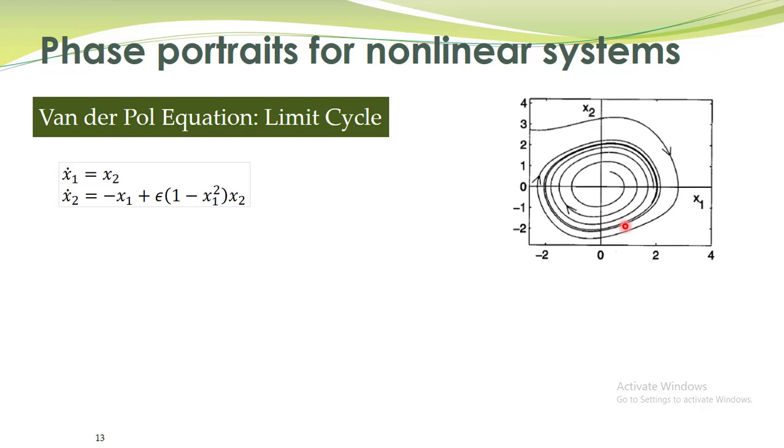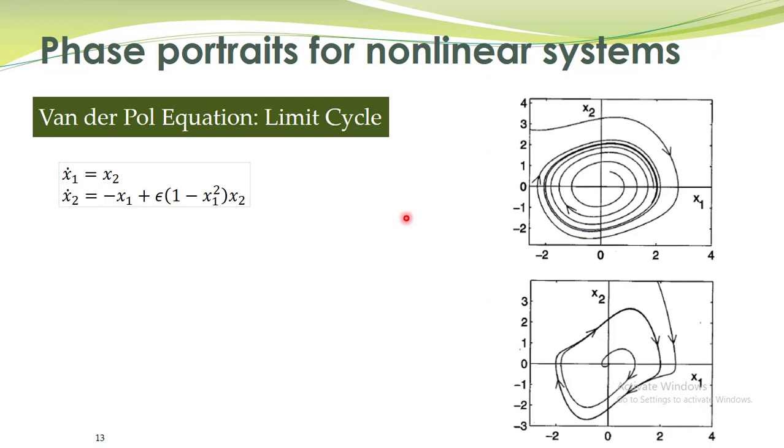In a limit cycle, there will be oscillations with a fixed period and fixed amplitude. This is robust against disturbances. This phenomenon is not there in linear systems. It can only be there in nonlinear systems.